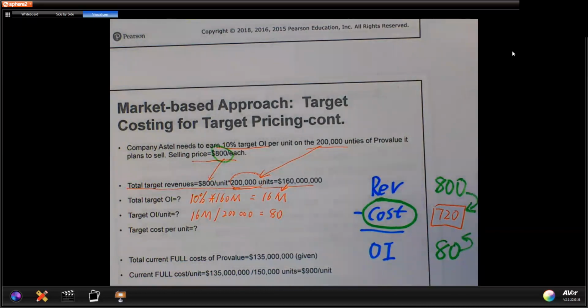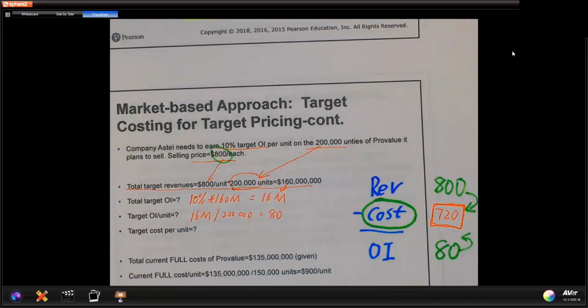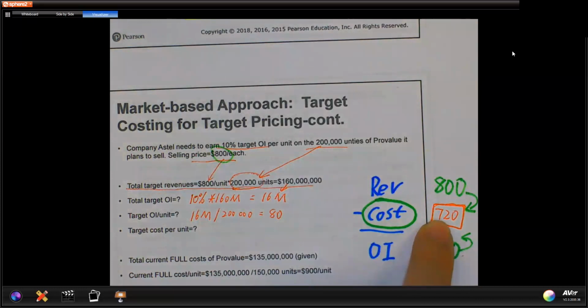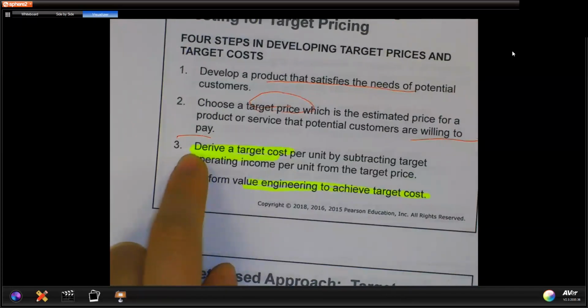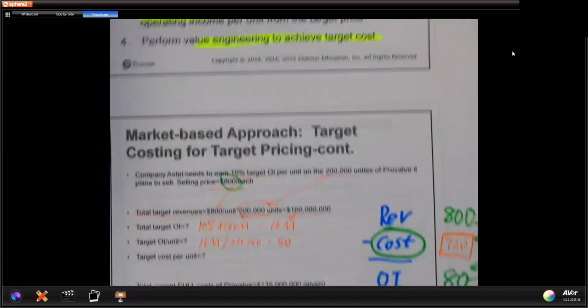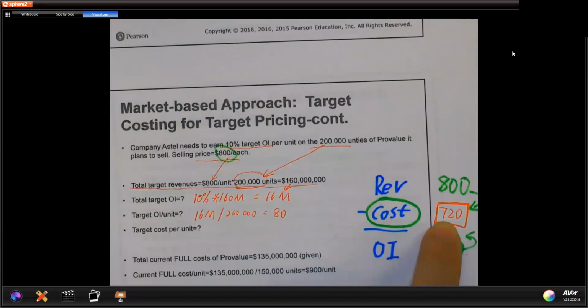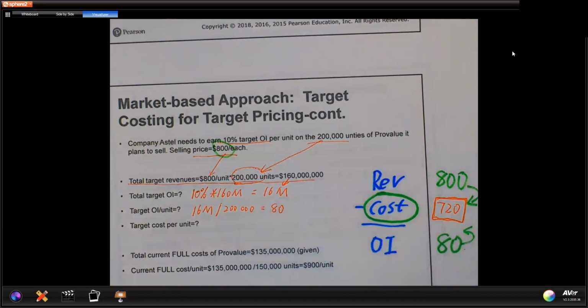My selling price is $800. I want to earn $80. So the highest cost I can afford is $720. If the cost is $730, you will only earn $70. That's not enough. But if it's $710, you will earn $90. That's very nice, right? So that's our third step. We derive the target cost. Our target cost is $720. So if we are at 710, that means we are perfect. We don't need to do anything. We are above the expectation.